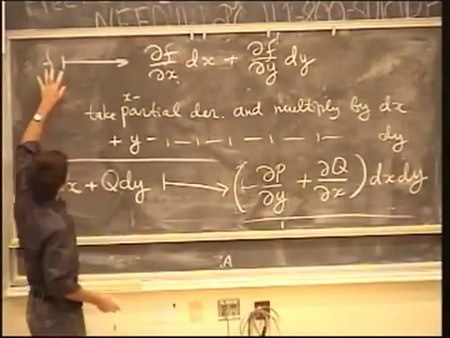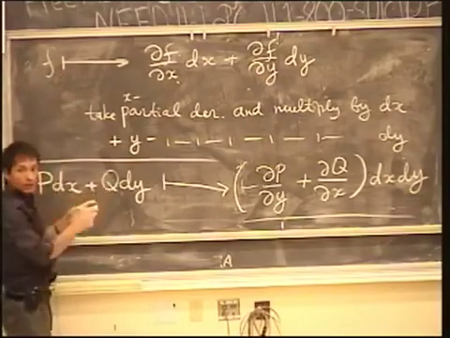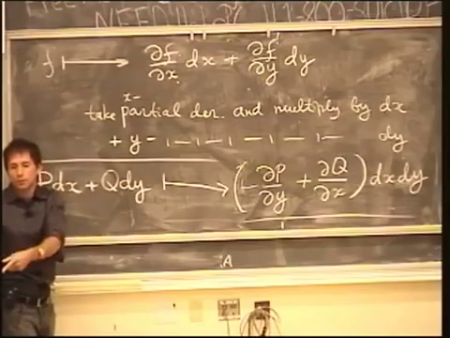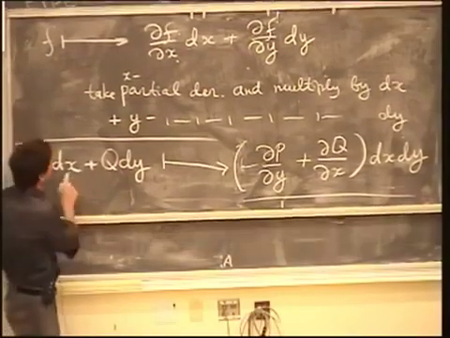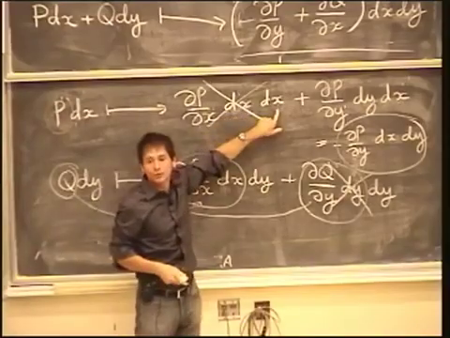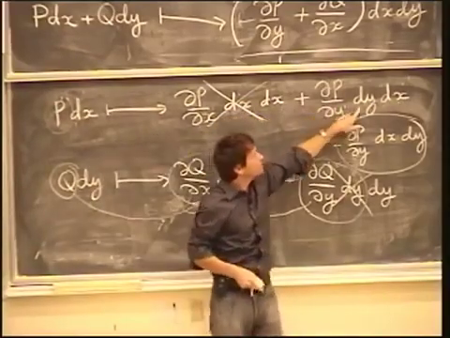So the rule is, for each of the functions that you have, you should take the partial with respect to x and multiply by dx, plus the partial with respect to y, multiplied by dy. Right? So here is how it works for this term. I take the partial with respect to x and multiply by dx. But don't forget I had dx from the beginning also. So I just keep it, right? Plus the partial with respect to y, multiplied by dy, and keep the dx.